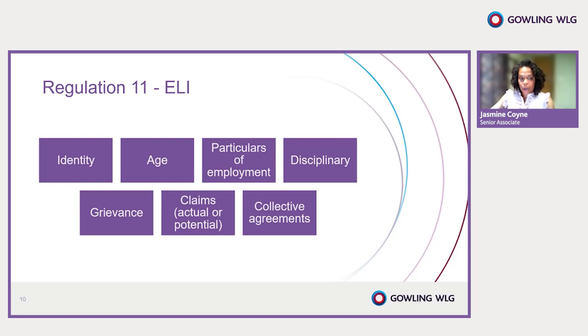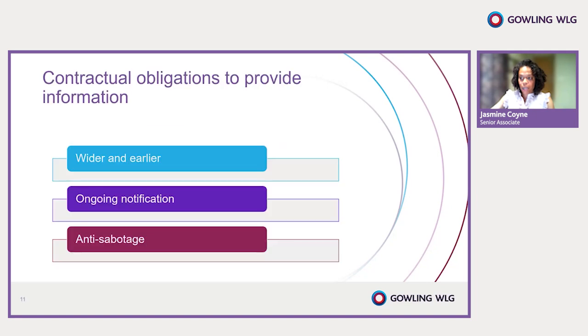Put together, this is why the parties often agree to provide information that goes beyond ELI to provide more information and on a commercially useful timeframe. So parties often stipulate as part of a service provision contract that certain information will be provided by the incumbent provider at a certain time. And these contractual obligations will be wider and more onerous than what's required under TUPE.